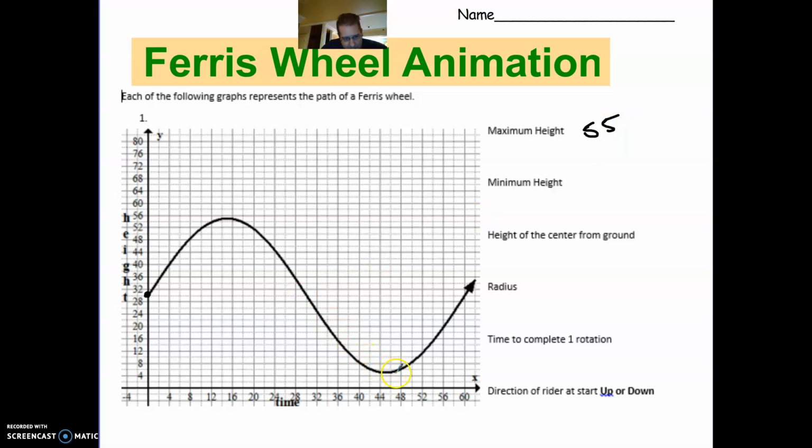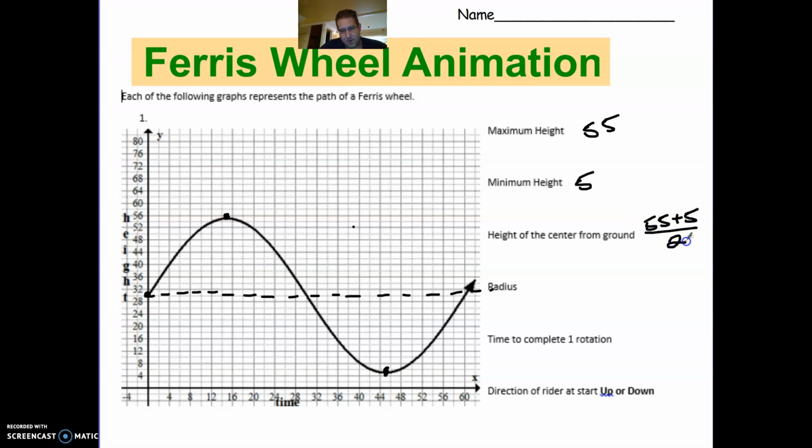And the minimum height is down here, which looks to be about 5. So this will be the highest point you'll ever be on the Ferris wheel, and this will be the lowest point, which is over here. The height of the center from ground: this height right here, which I'm putting a dotted line, represents the height of the center, which is where you started at.